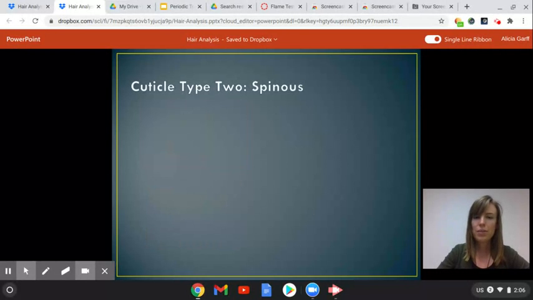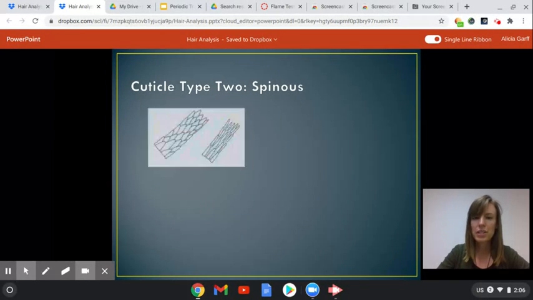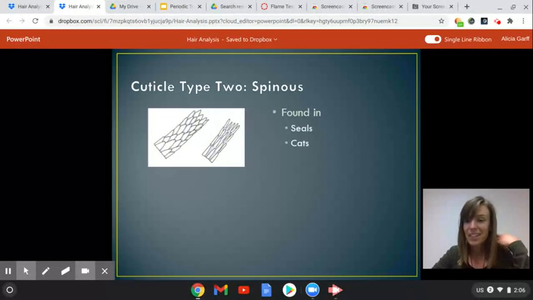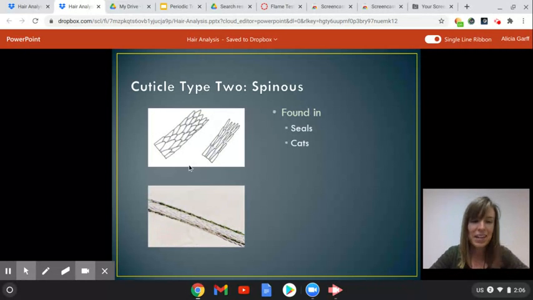Okay, another type of hair cuticle is spinous. People say this type is petal-like, so it's just got these little petals. And this is found in seals and cats. And this is what it looks like under the microscope. It's a little bit hard to tell, but you can see these kind of spines coming off. So that's why it's called spinous.